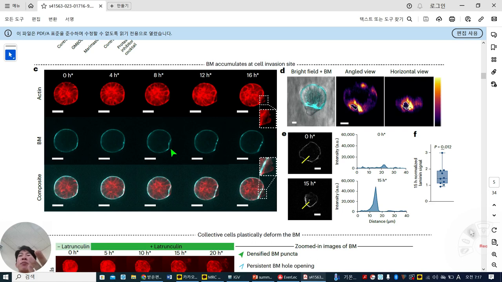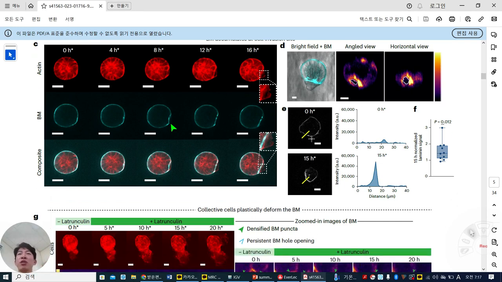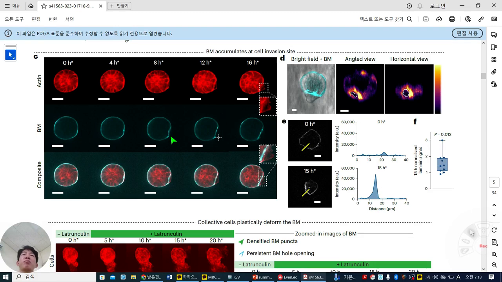Actually, as you can imagine, the basal membrane itself cannot make the hole. Definitely the cells are doing something. So they found out at 0 and 15 hours, while the cells feel high stiffness, the basal membrane wasn't like that, but in certain parts it accumulated a lot. So here they find out the basal membrane accumulates at certain points and then they make a hole.